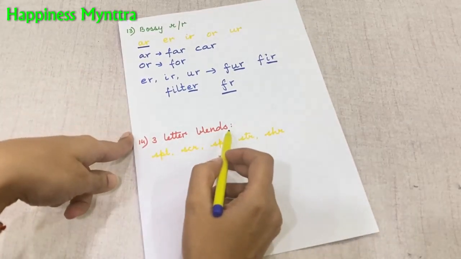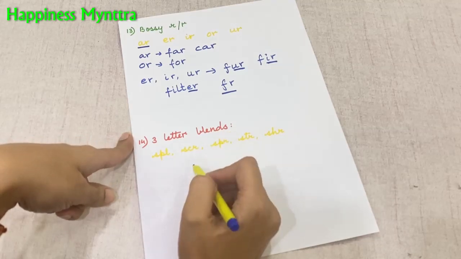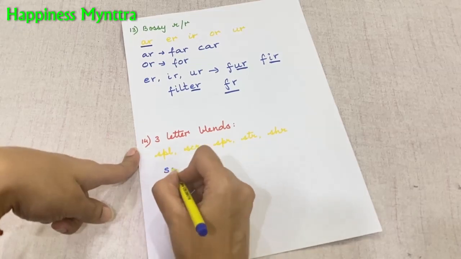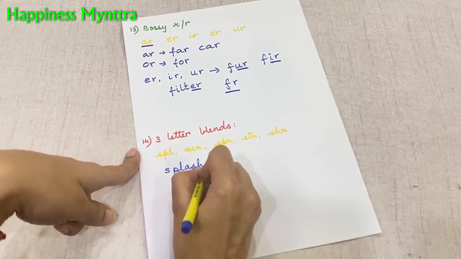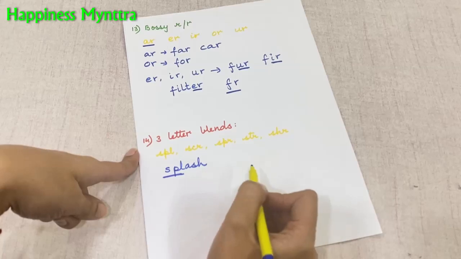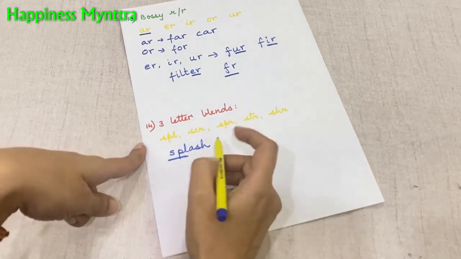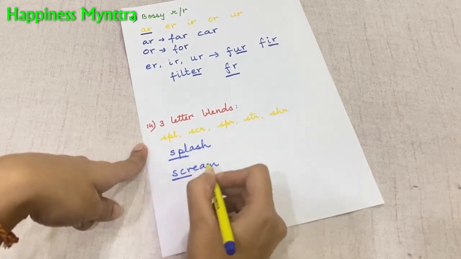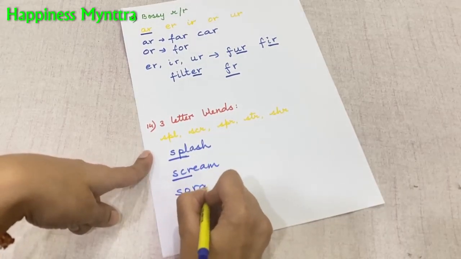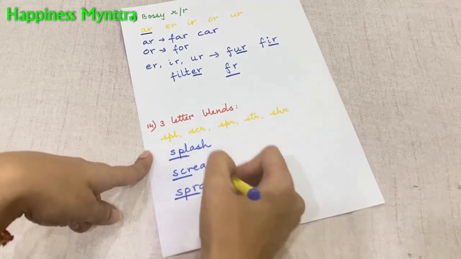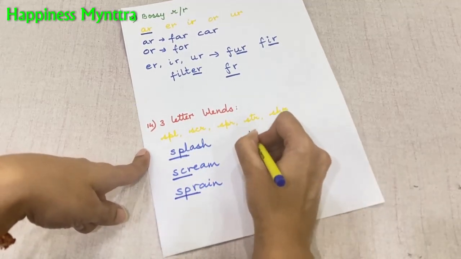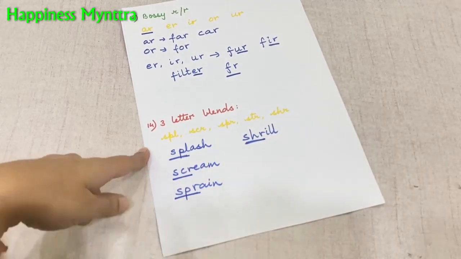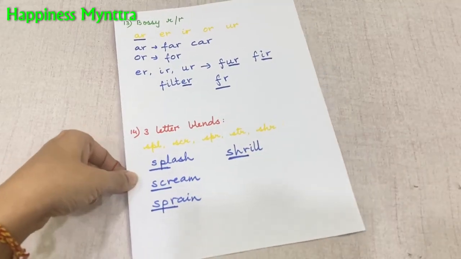We also have 3-letter blends, which can be introduced earlier because they are not too difficult. For example, words like splash. They're similar to the 2-letter blends, only the blend is with 3 letters together. So we'll have scream, we will have sprain, and many more words like this. So we can have shrill, a 3-letter combination in terms of the blend.